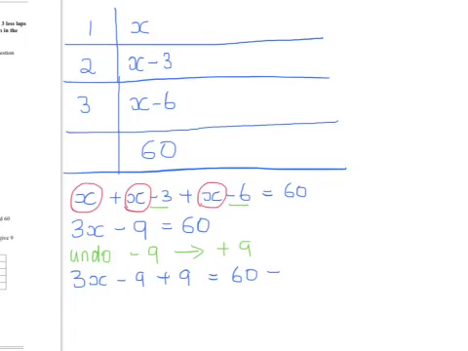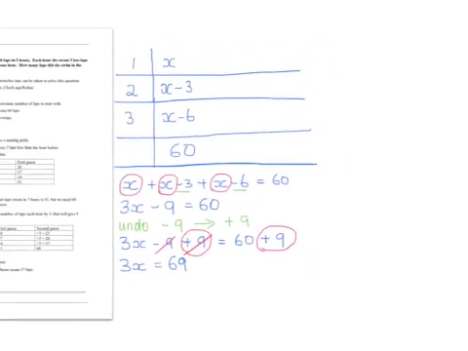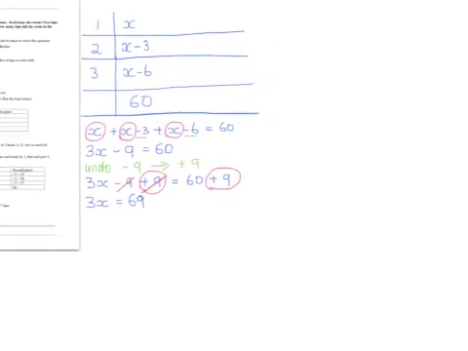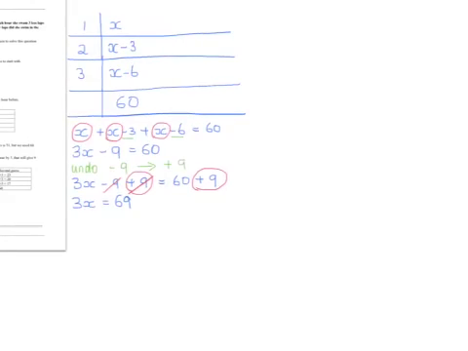So I've written the equation again and done exactly the same thing to both sides of the equation so that the equal sign still balances. I've added 9 to both sides of the equation. On the left-hand side, -9 plus 9 is 0, so I've got 3x on the left-hand side, and on the right-hand side 69. So we've got 3x is equal to 69.